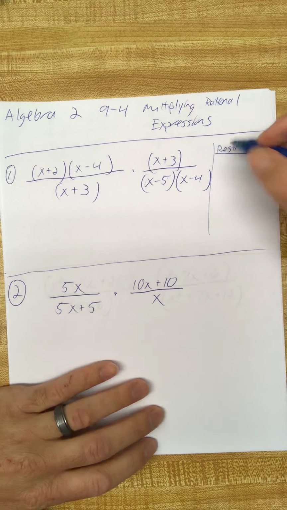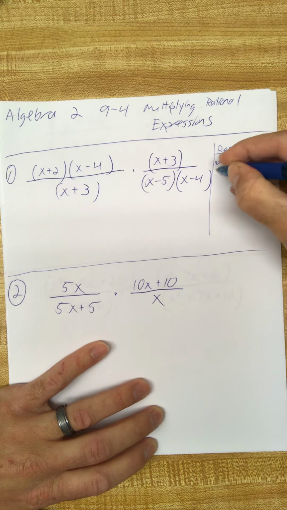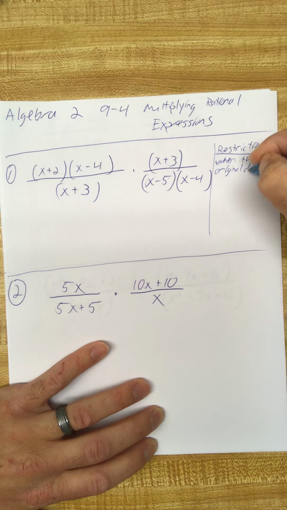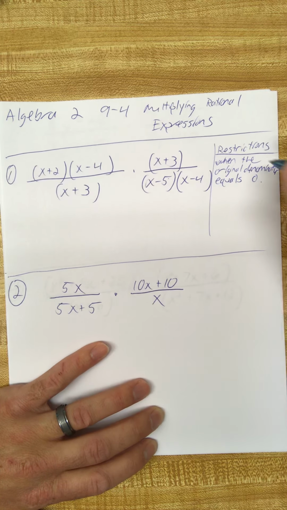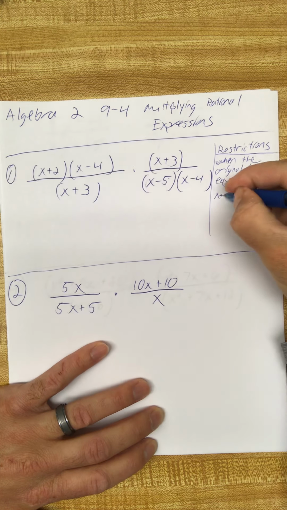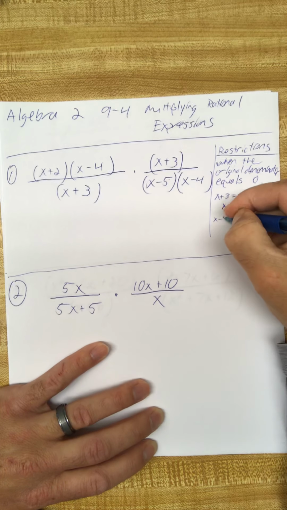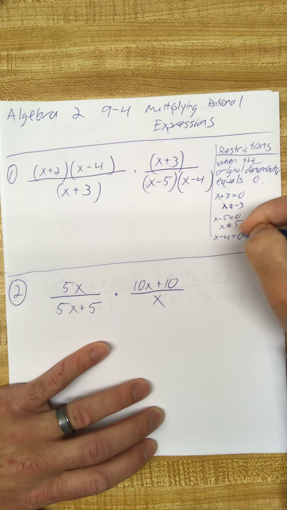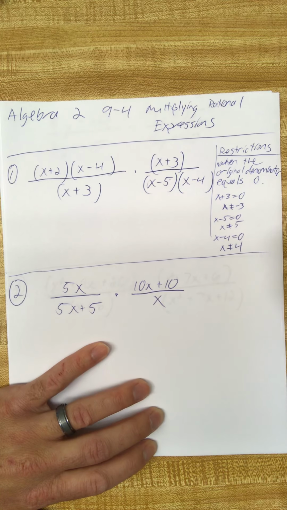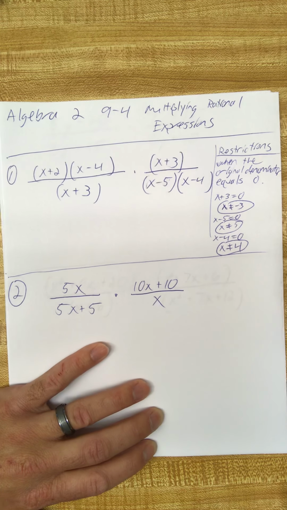And again, your restrictions are when the original denominator equals 0. So in this case, your original denominators are x plus 3, so x cannot equal negative 3. X minus 5 equals 0, so x cannot equal 5. And x minus 4 equals 0, so x cannot equal positive 4. So three restrictions here: x cannot equal negative 3, x cannot equal 5, and x cannot equal 4.